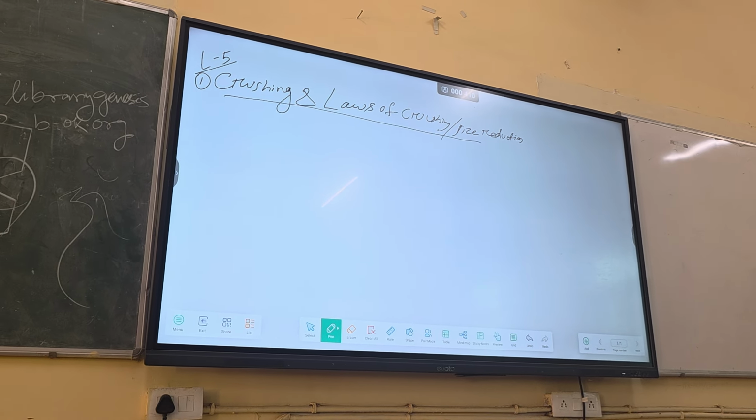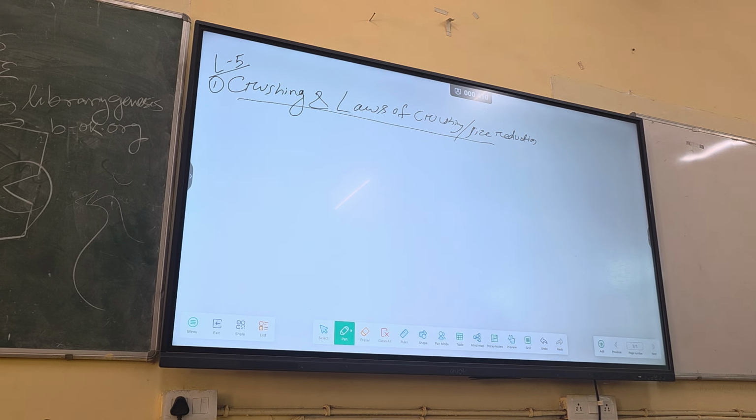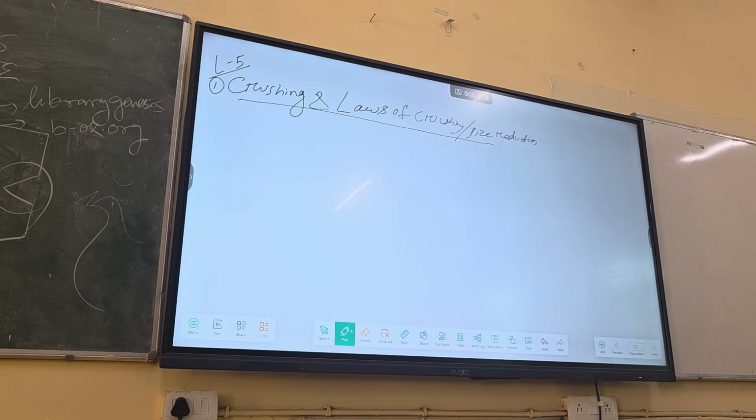I told you already, it's a very simple thing. It is very important. So reduction ratio is important, and the other point is surface area. This is very important. So can you tell me what is the relationship between surface area and size of the particle or size of the mineral here? Is it directly proportional, inversely proportional, or is there no relation at all?